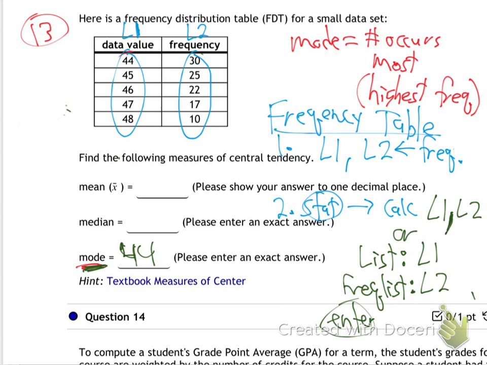And then hit Enter. How do you get an L1 or an L2 to pop up on the screen? The second button in the upper left-hand corner, that blue second button. You've got to hit second and then the number 1. That'll pop in an L1 for you. And then for the L2, it's the same thing.